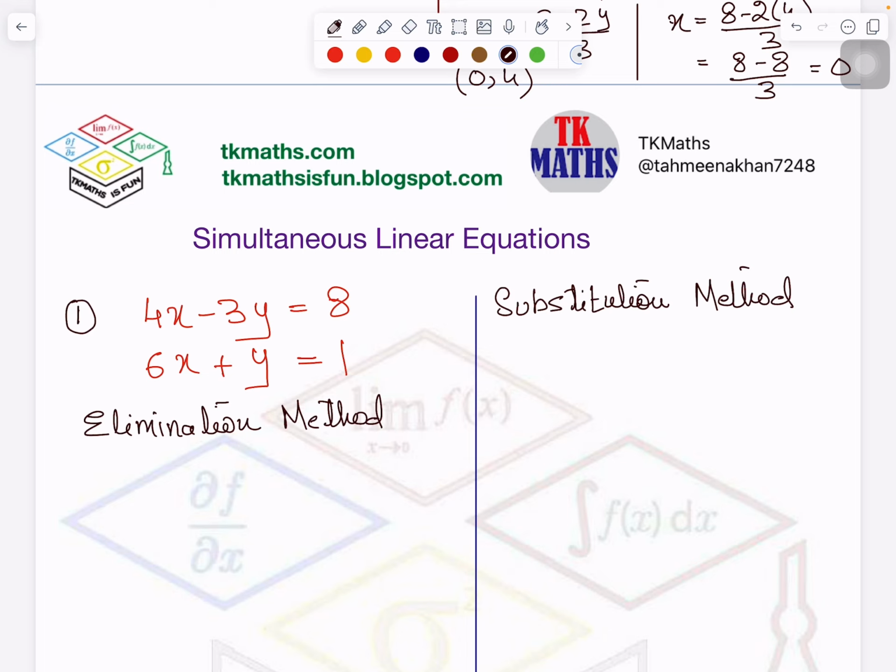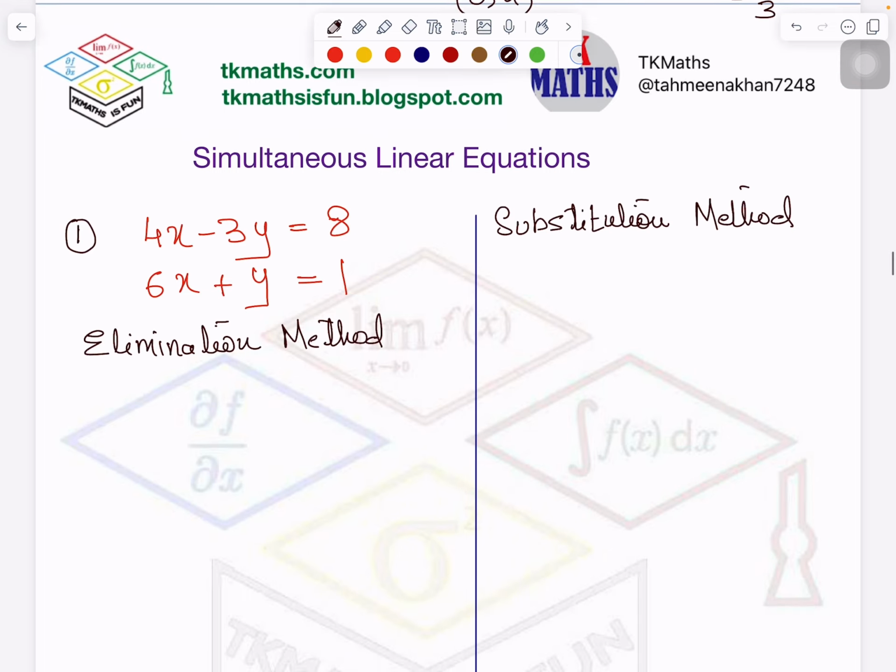In today's video, which is video number 5 on simultaneous linear equations, we will solve this example with the help of substitution method and elimination method. Now, this is the example in which the coefficients of x and y are different. And this is what I told you, that in this video, I will teach you how to handle these types of questions.